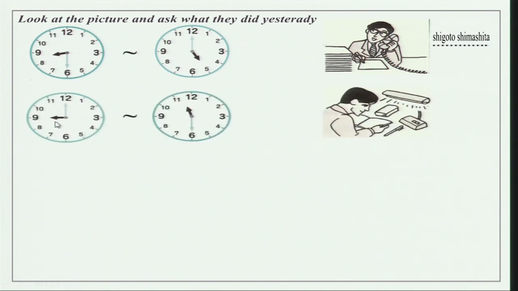Well, from 9 till 11:30. Tanaka-san wa 9 ji kara 11 ji han made nani wo shimashita ka? Tanaka-san wa 9 ji kara 11 ji han made benkyo shimashita. So, well, he is reading. So, you can say benkyo shimashita.